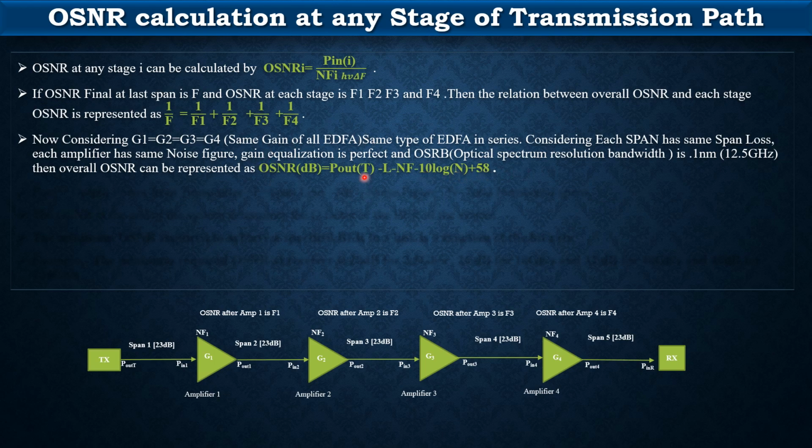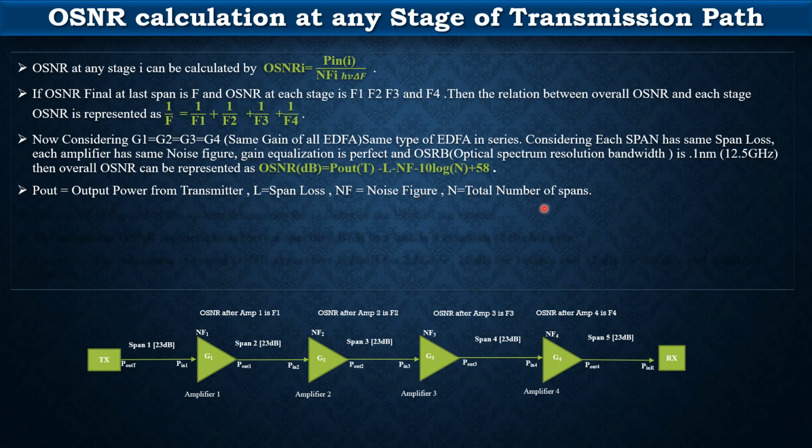If we are considering the equalization is perfect, OSRB is 0.1, the gain of all amplifiers is the same, and all the spans are the same, then this formula is considered. P out is the output power from the transmitter, L is the span loss, NF is the noise figure, and N is the total number of spans. Here you can see 1, 2, 3, 4, 5. We have just considered that all the span losses are the same.